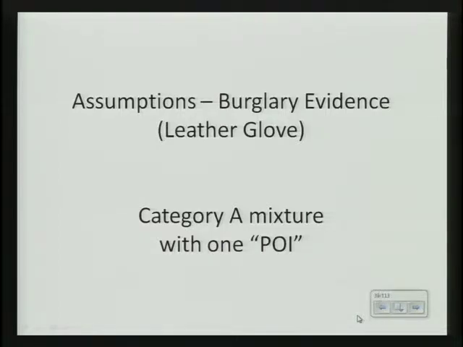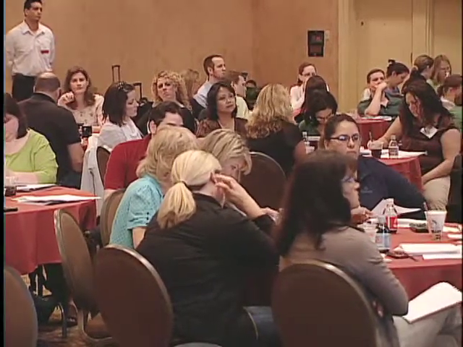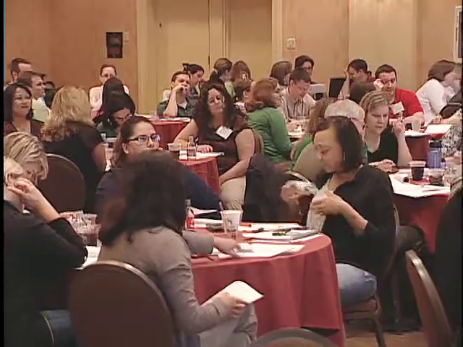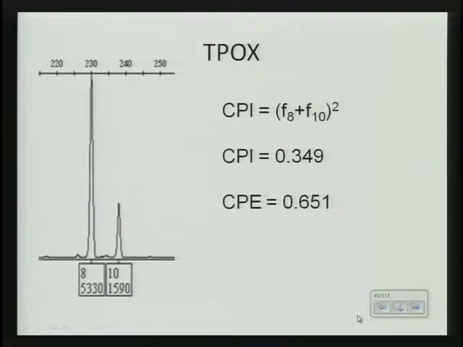And so this is an indistinguishable mixture. You would need to perform a statistical analysis here. So we're assuming that this is evidence from a burglary. There's a leather glove left behind at the scene. The glove fits the person of interest. So if we're going to do CPI, based upon what the labs I've talked to said, they would simply take the summation of the allele frequencies for 8, 9, 10, and 11, and then it's pretty straightforward.